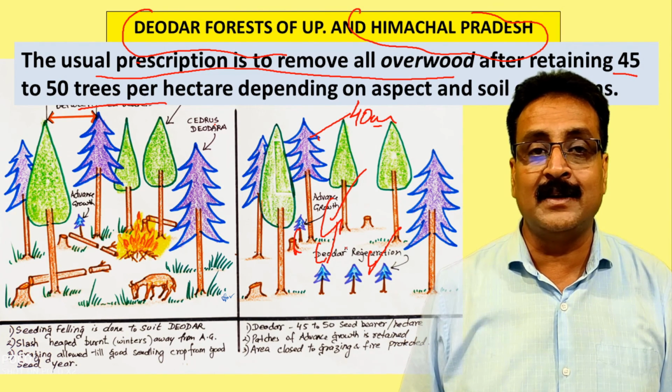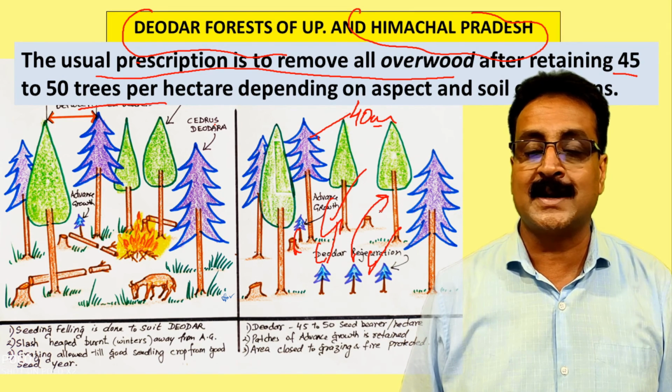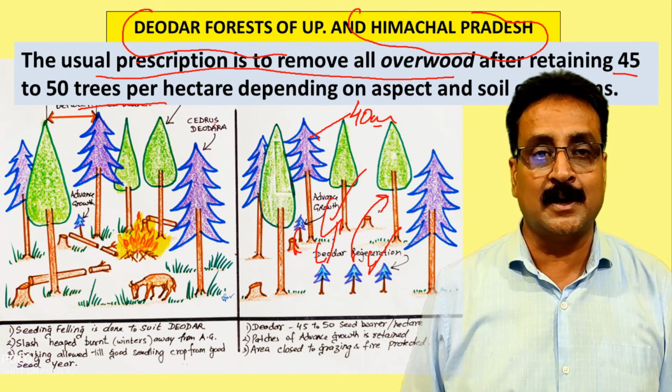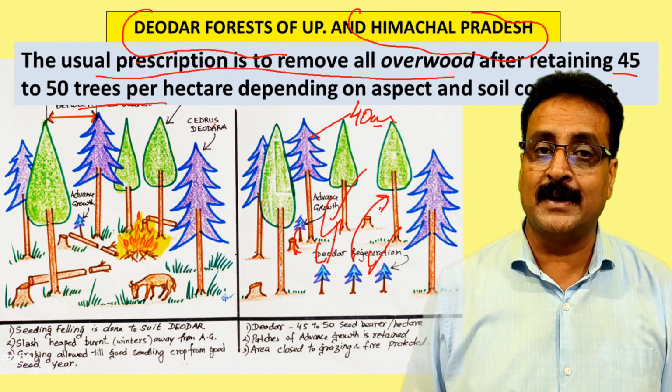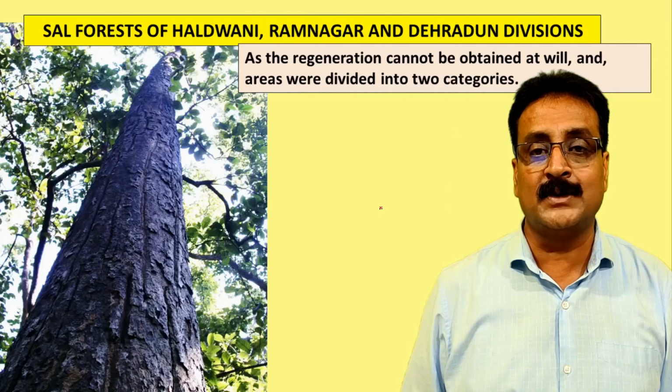So in the beginning it requires shade, later on it requires light. So there are a lot of things we have to go for. Due to this type of felling, it becomes irregular, the Indian Irregular Shelterwood System.